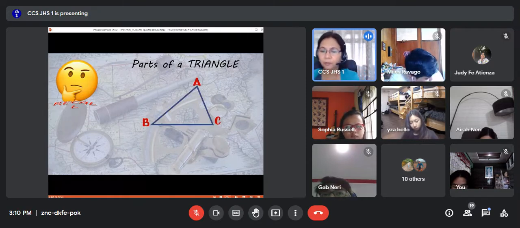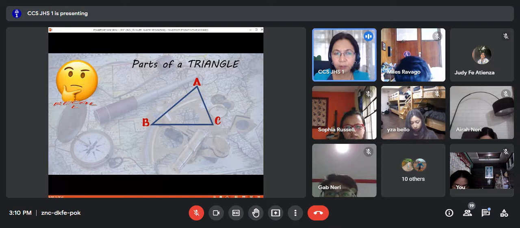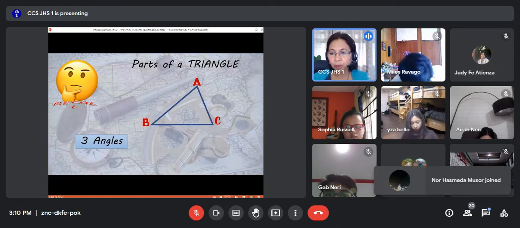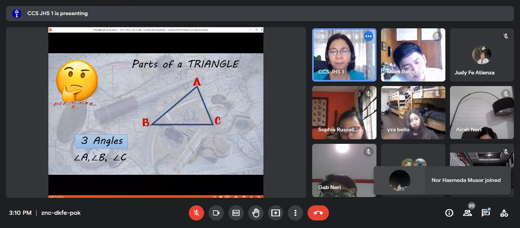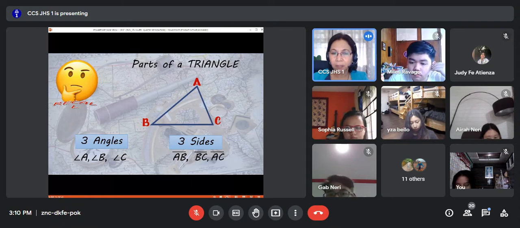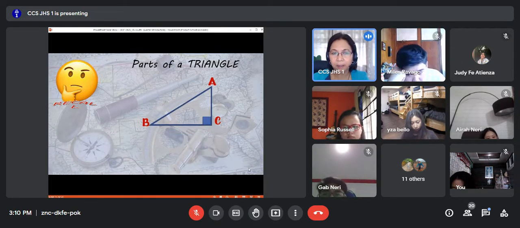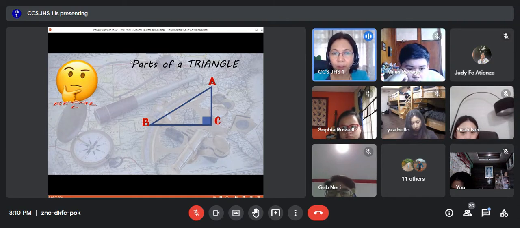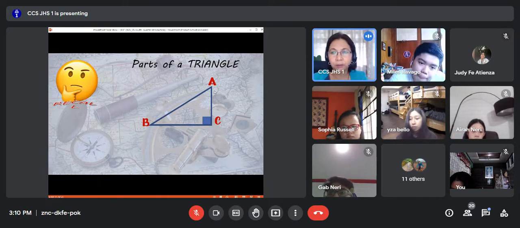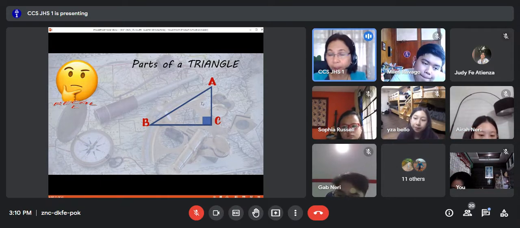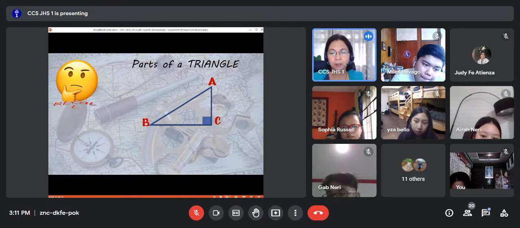So for now, before we go to the right triangle, you have to review first the parts of a triangle. We have three angles, namely angle A, angle B, angle C, and then we have the three sides, segment AB, segment BC, and segment AC. So a triangle has six parts, three angles and three sides. For this module, we will be dealing first with a right triangle. So for module 1 and module 2, our triangle is focused on a right triangle.